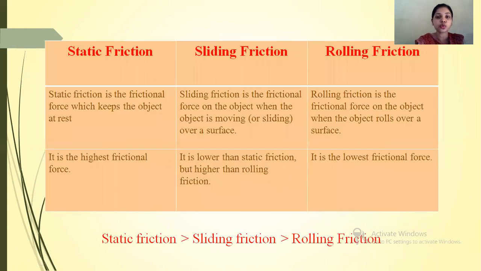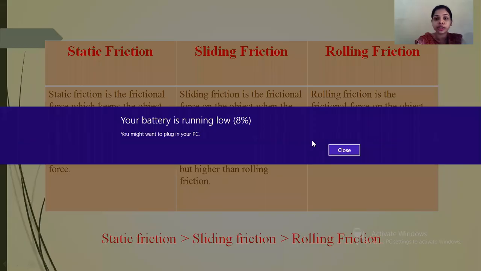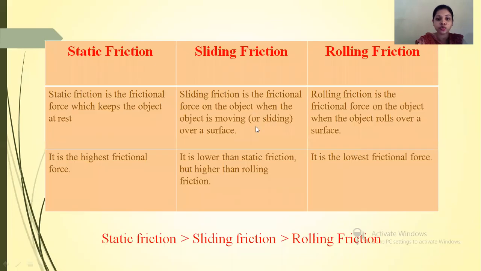Shortly, we will see exactly what static, sliding, and rolling friction are by comparing them. Static friction is the friction which keeps the object at rest. Sliding friction is the friction on the object when the object is moving over a surface. It is lower than the static friction, but higher than the rolling friction. And rolling friction is the frictional force on the object when the object rolls over the surface, and it is the lowest.